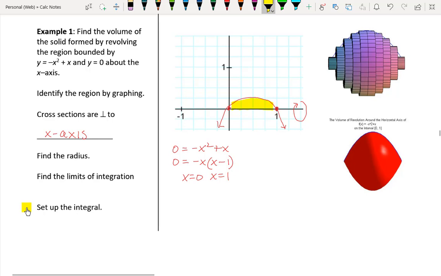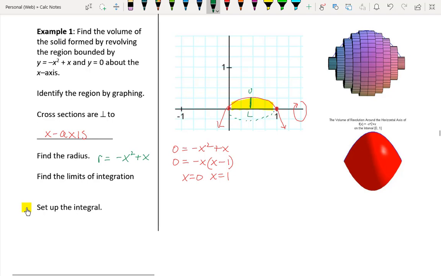So how do we do this? Number one, we need to find the radius. Well, to find the radius here, we're going to do upper minus lower, just like we've been doing. Now, the nice thing about this one is since the lower is 0, the upper is just the function itself. So my radius, r, is equal to negative x squared plus x. So when I spin it, the other part will spin down here underneath, and that's why I can do upper minus lower for radius.